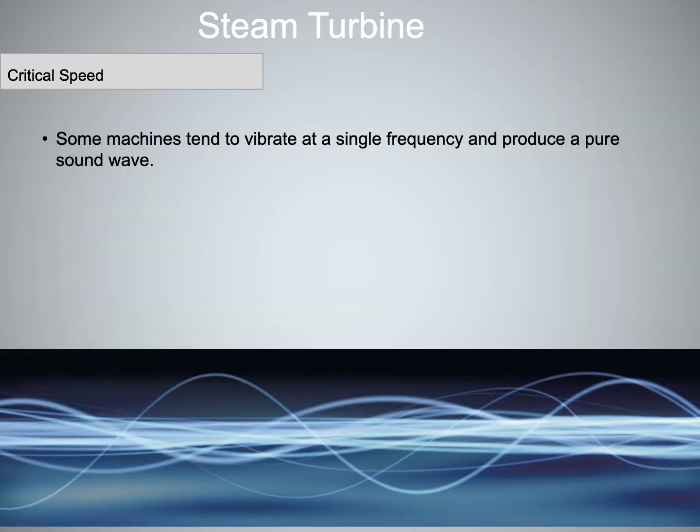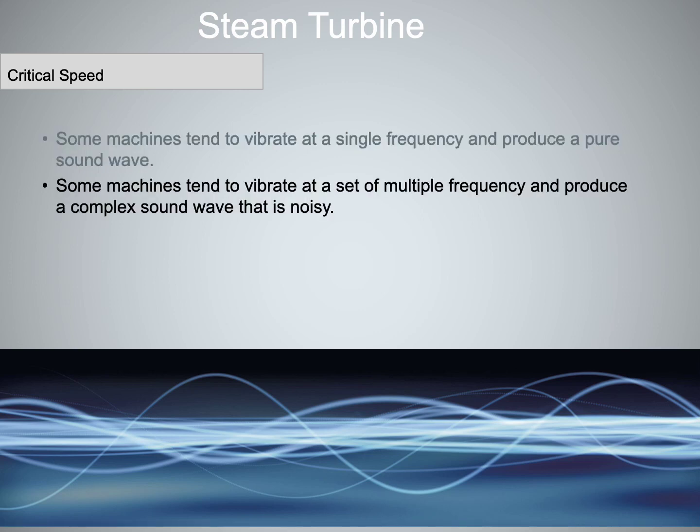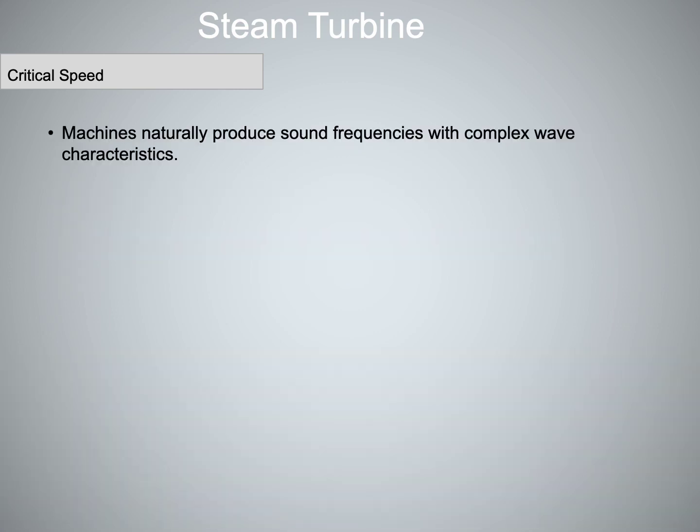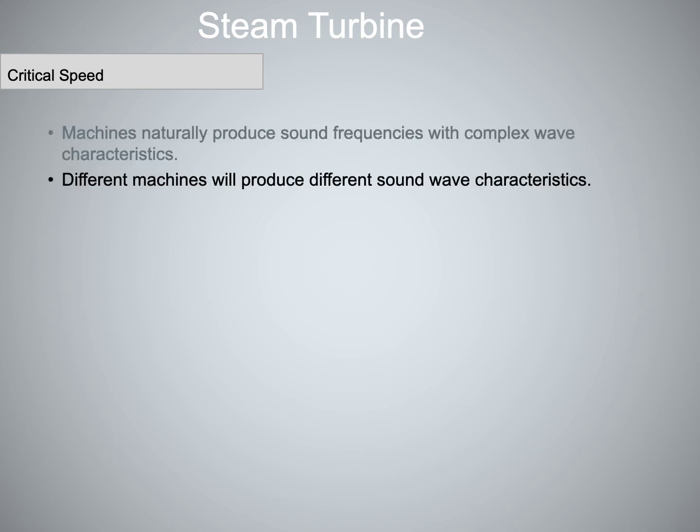Some machines tend to vibrate at a single frequency and produce a pure sound wave. Some machines tend to vibrate at a set of multiple frequency and produce a complex sound wave that is noisy. If the amplitudes of the vibrations are large enough and if natural frequency is within the human frequency range, then the vibrating shaft will produce sound waves that are audible. Machines naturally produce sound frequencies with complex wave characteristics. Different machines will produce different sound wave characteristics.